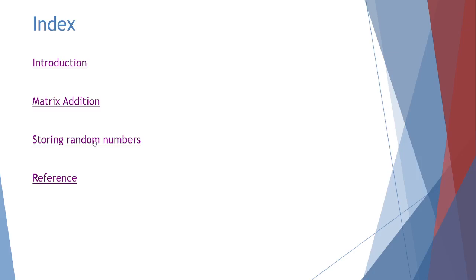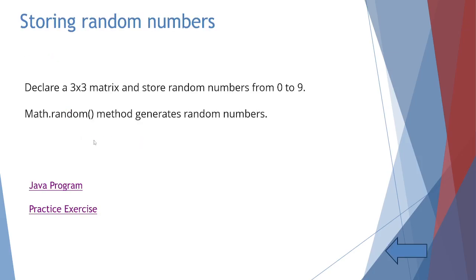Now see, storing random numbers. Declare a 3 by 3 matrix and store random numbers from 0 to 9, in any order. It may not be like 0, 1, 2, 3. Random numbers. And we already know the Math.random method generates random numbers. I have explained Math.random in lesson 30 and the link is given in the description box. Now let's see the same program in the Java environment.